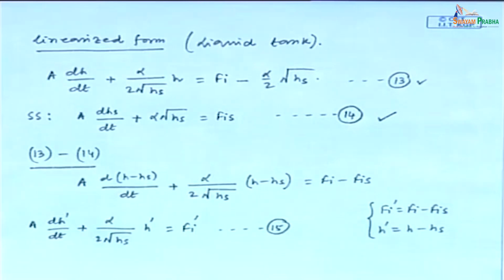So, for the liquid tank system, after linearization we got one equation, and in terms of deviation variables we got equation 15. Fine. So, this is basically the linearization of nonlinear equations for a single variable system. I mean, only one nonlinear equation is involved in this example. Fine. In the next class, we will discuss the linearization of multivariable systems. Thank you.